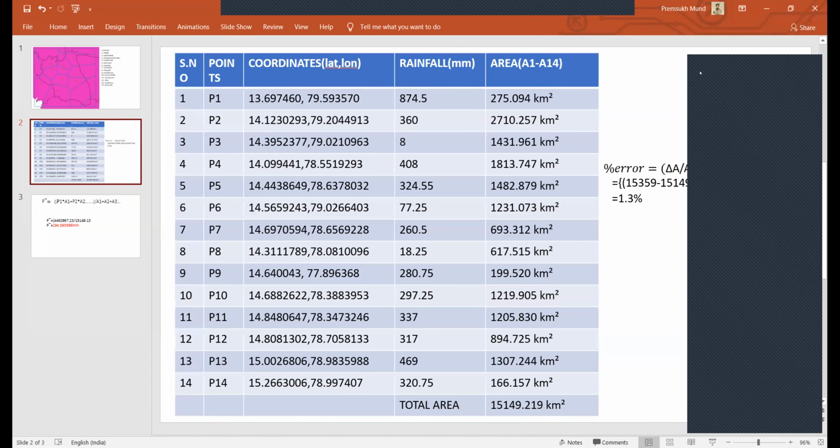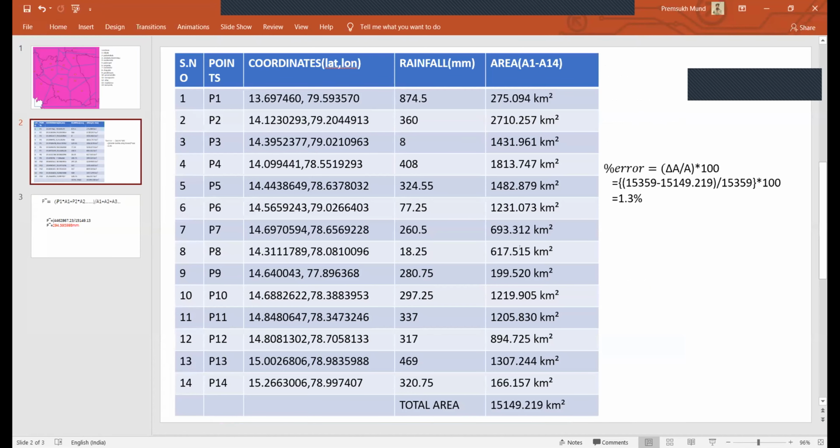So these are the locations. These are the rainfalls. Square kilometers. Percentage error. What is percentage error? It's the actual area minus what you got. Okay, it's pretty close, 1.3%. That's fair enough.